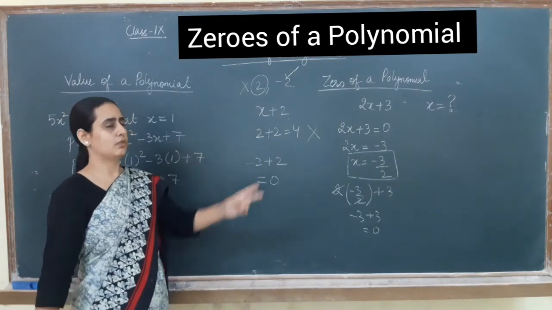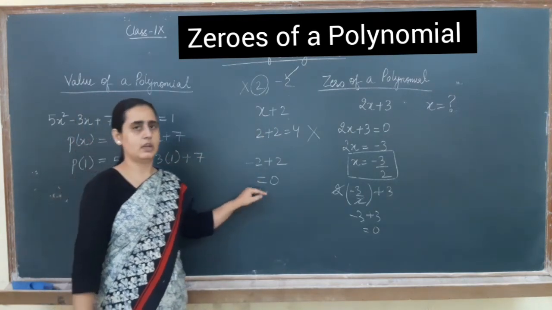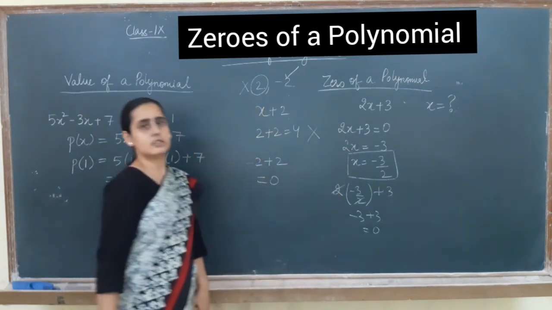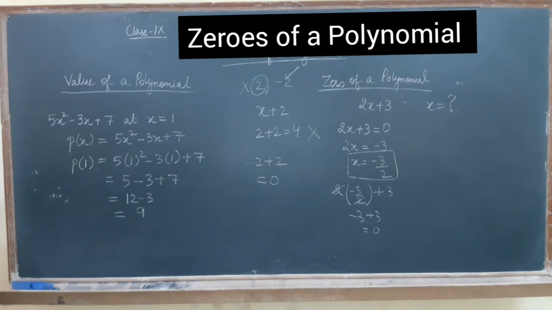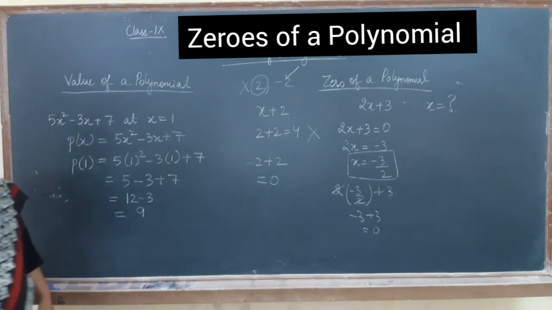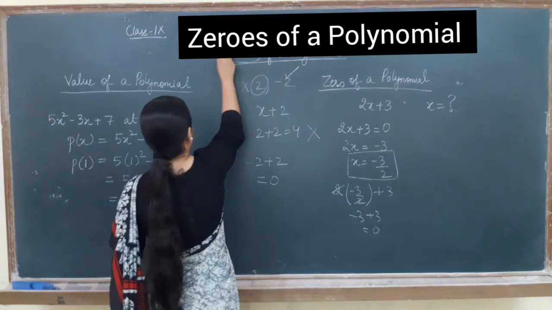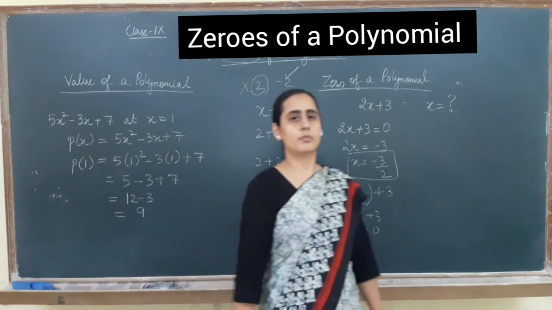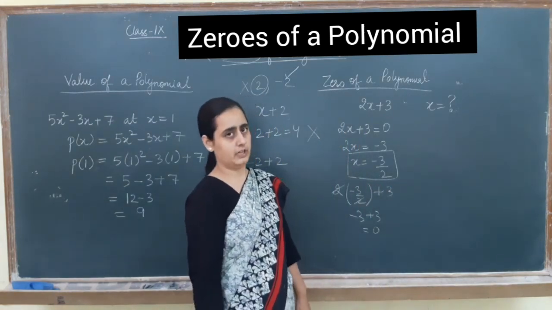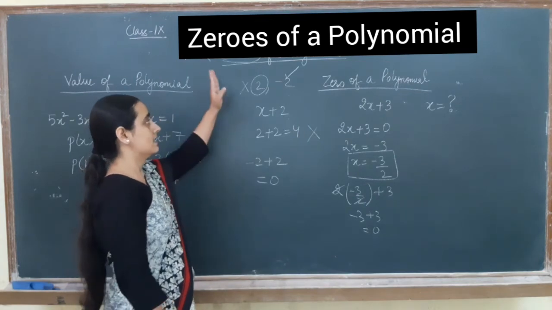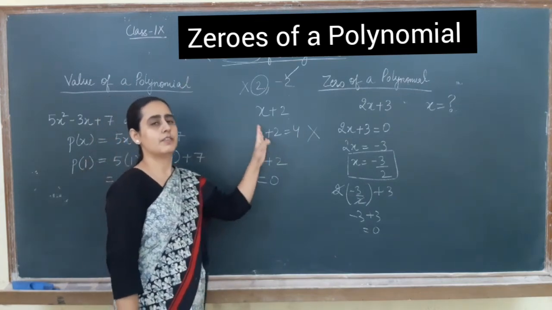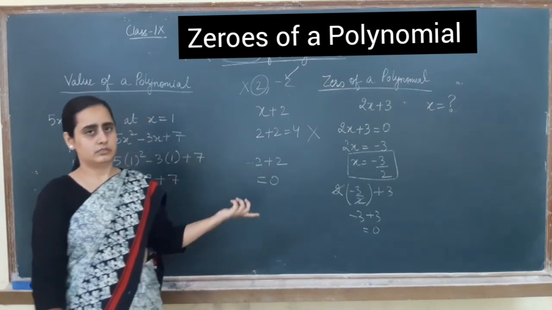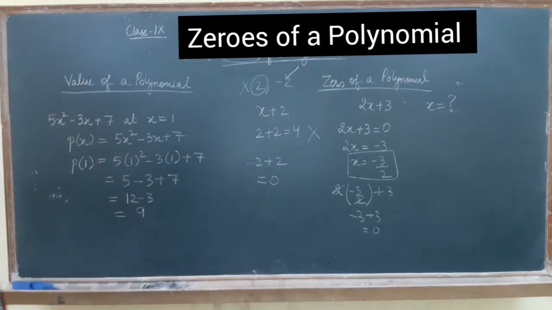So two types of question can come. One can be for checking. One can be for finding out the zero of a polynomial. And one more thing to note, that we can call the zeros roots also: zeros of a polynomial or roots of a polynomial. I hope the things are clear. Zeros or roots means the value of the variable. After putting that value, I should get the answer as 0. That value will be called the zero or root of that particular polynomial.